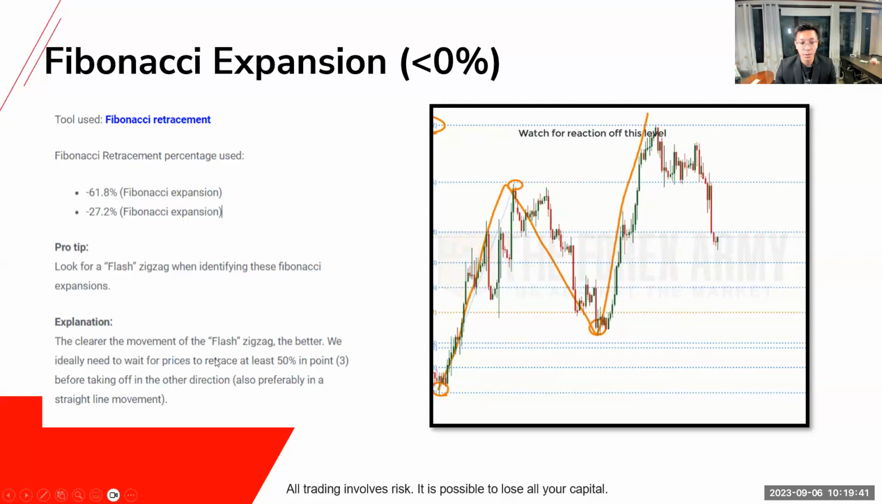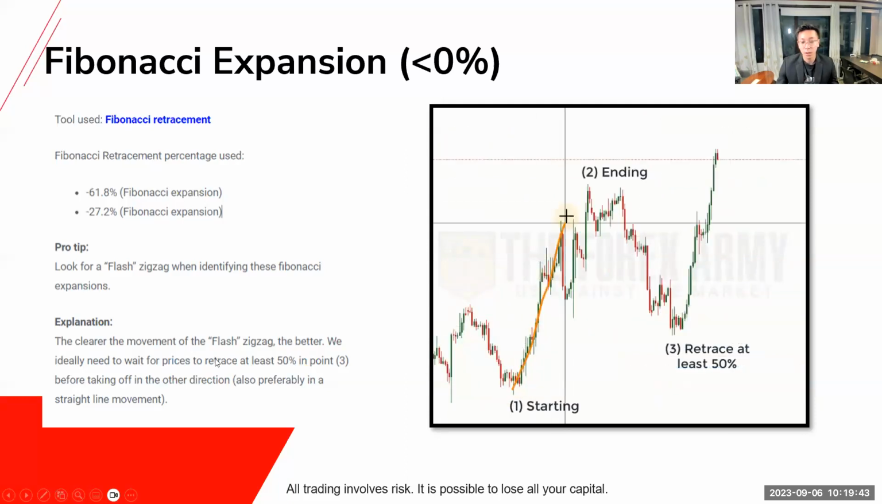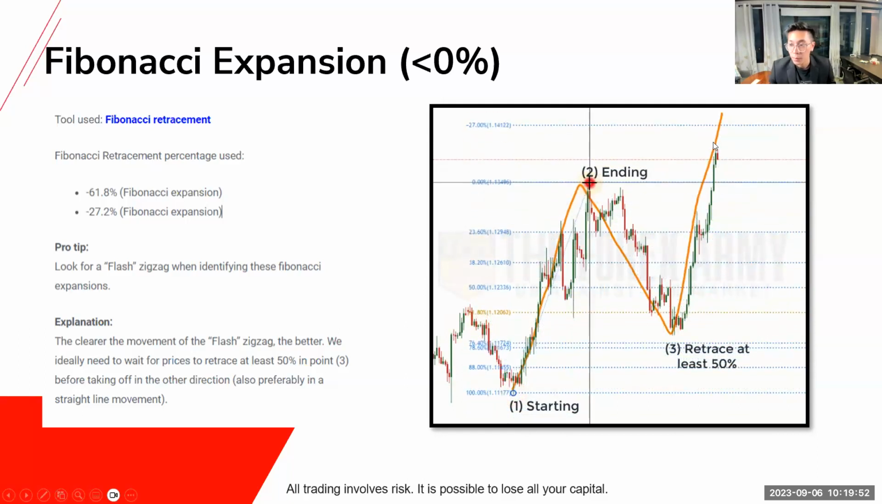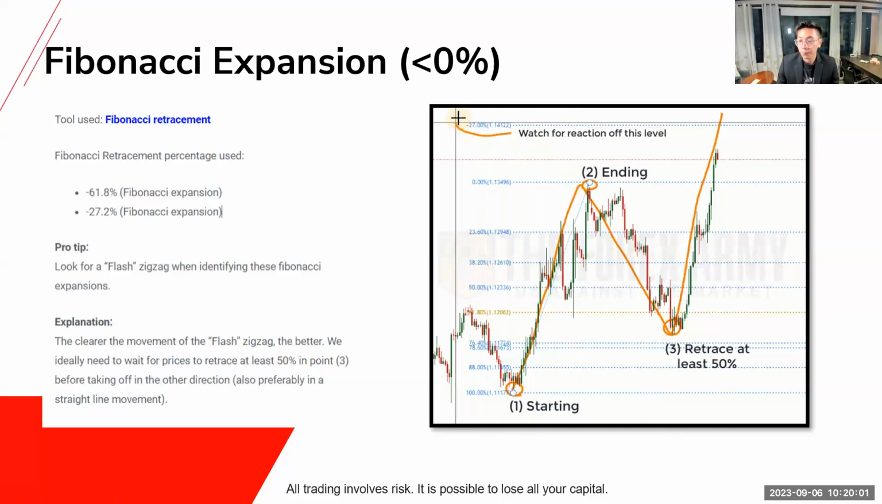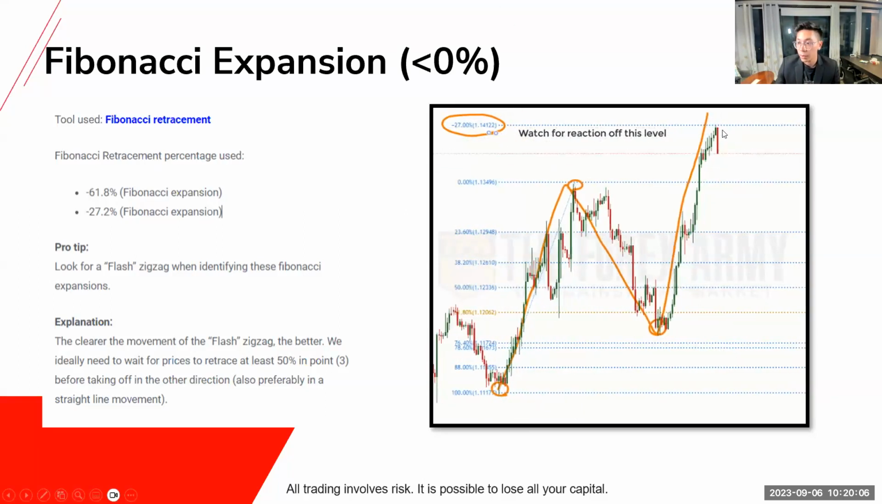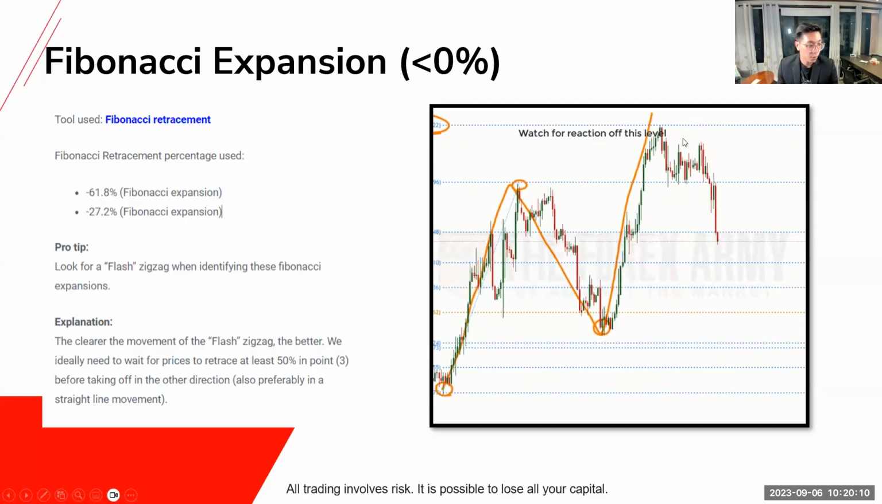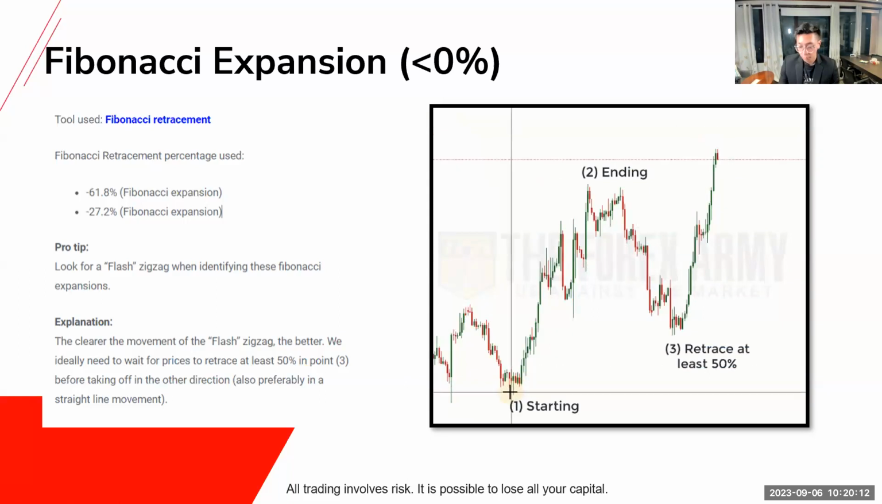Okay, so the best situation would be that you are looking, let's say you enter a buy right here, and then you are buying all the way, looking for it to break here to go to the negative 27.2 expansion level, right? Then once price has very nice movement upwards, you can sell at the negative 27.2 expansion level. Okay, so we should watch out for the reaction of this level. You can see price tapped this negative 27.2 expansion level and then came all the way down.